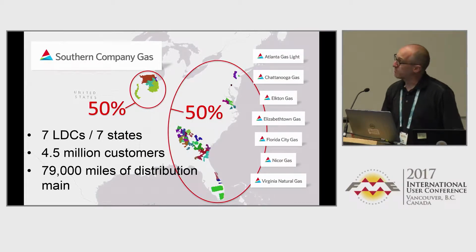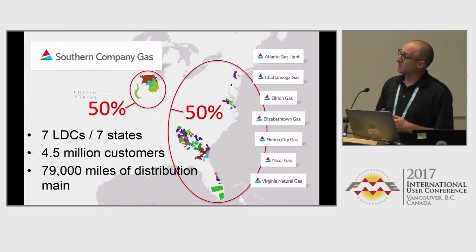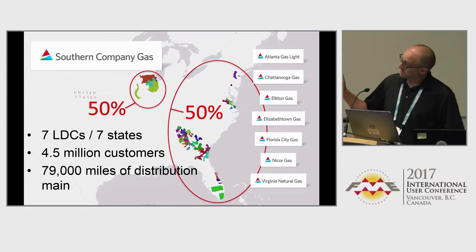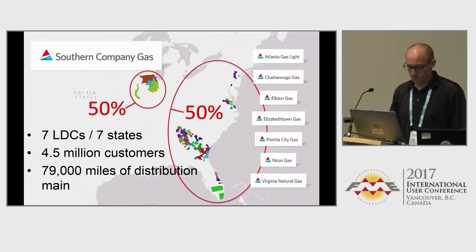So it's split up pretty equally, 50-50. Half of our customers are in Illinois, and half the customers are on the eastern seaboard there that you see, with the vast majority of those being in Georgia, about 1.6 million where we're headquartered there.